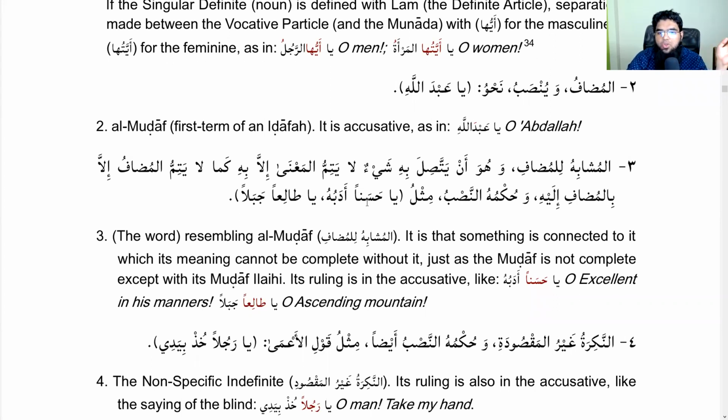Like for example, Ya hasanan, oh good. Good in what? Adabuhu, oh excellent in manners. So hasanan is not exactly mudaf because it has tanween and it's like a word on its own. So it's called shabih bil mudaf. Ya hasanan adabuhu, or Ya tali'an jabalan, oh ascending mountain, I mean the one who is ascending the mountain. Jabalan is the maf'ulun bihi of tali'. Here adabu is the fa'il of hasanan.